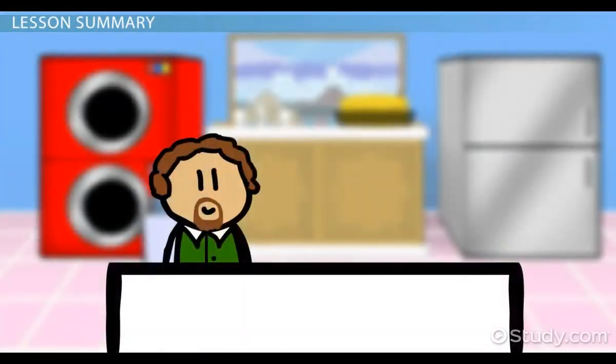Now that you're armed with your heat of fusion and your heat of vaporization information, you're about to be one hot chemist, but not too hot. You don't want to vaporize. Get it?